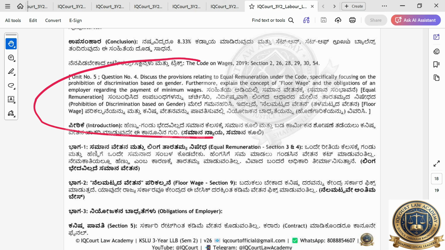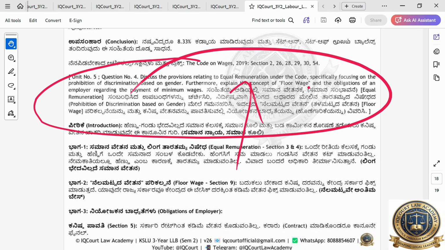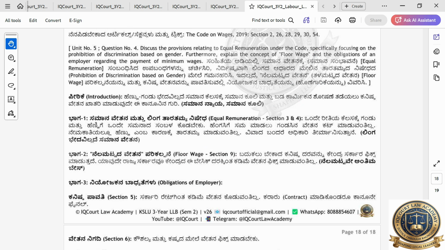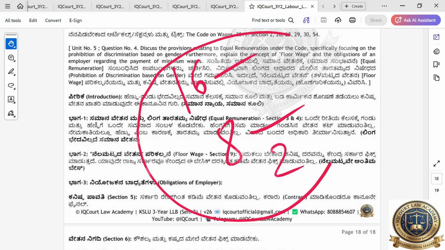And the fourth question, discuss the provisions related to equal remuneration under the code. Whether it is a lady or gents, both should be paid equal salary for equal work. That is what it says. Section number 3 and 4. Definitely you will get a problem on this. 200% you will get the problem. They may ask two questions: one is theory for 16 marks, another they may ask a problem. So this is the way they will frame the question from the 5th unit.